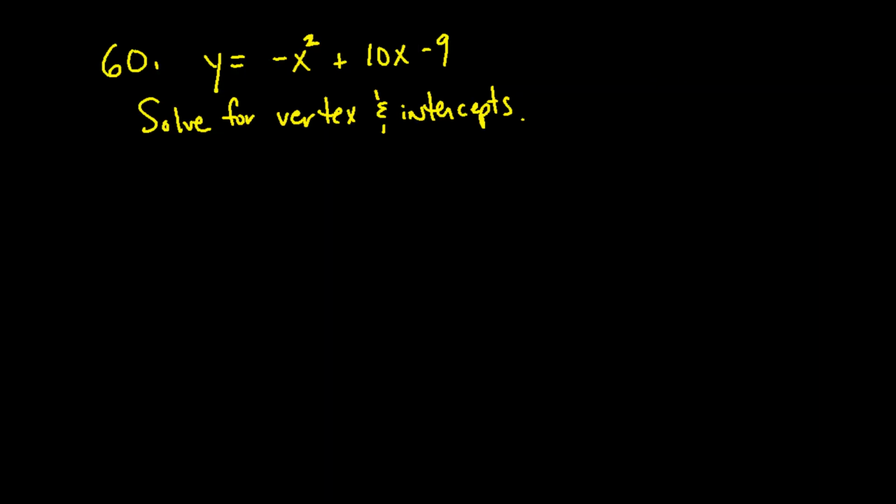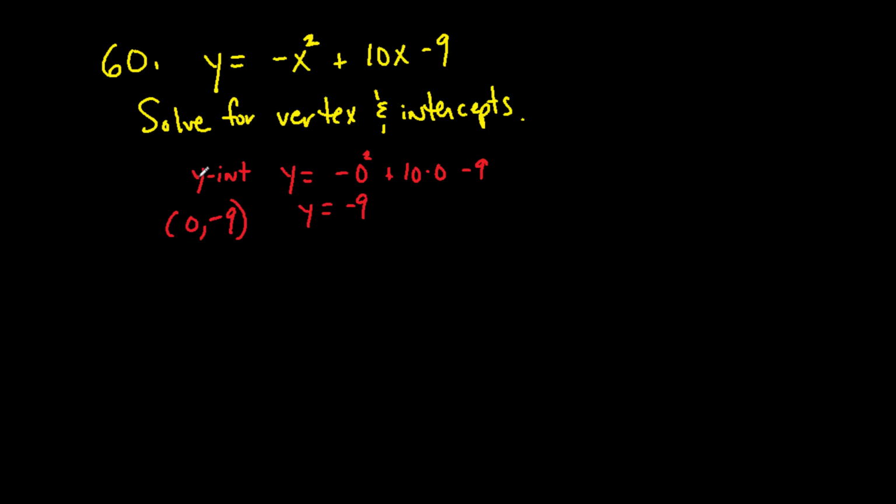For this next quadratic equation, they want us to solve for the vertex and the intercepts. Remember, we can solve for the y-intercept by setting x equal to 0. So y equals negative 0 squared plus 10 times 0 minus 9, which is negative 9. So the y-intercept is found at 0, negative 9.